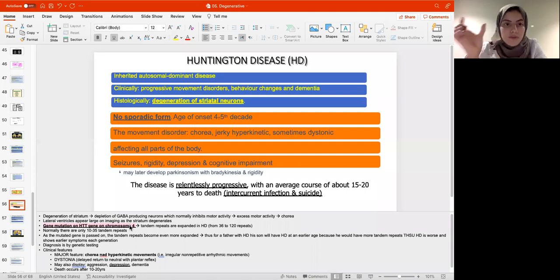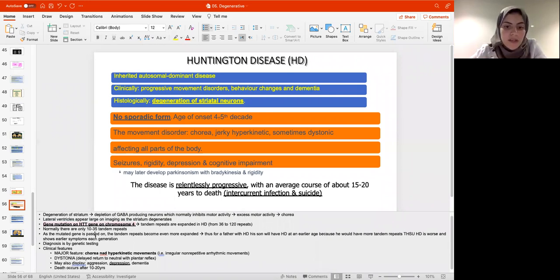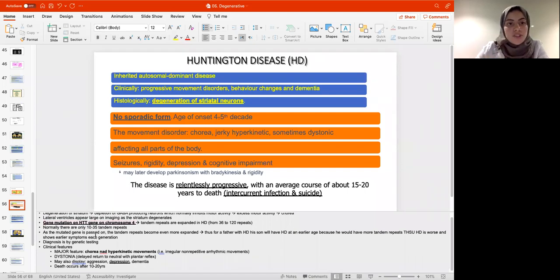The normal number of repeats you have is usually 10 to 35. When do you get the mutation? When you have 36 to 120 repeats. Okay. And as I said, as you pass on the gene, the expansion of the mutated gene gets more and more and more. Okay. And the clinical features, we said, you can see chorea and hyperkinetic movements. He'll usually say irregular, non-repetitive, arrhythmic movements.